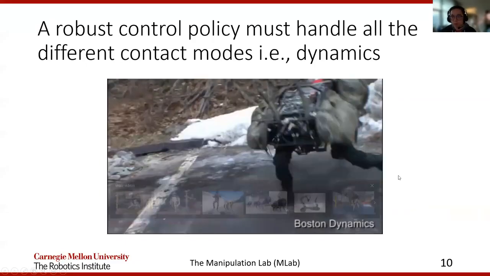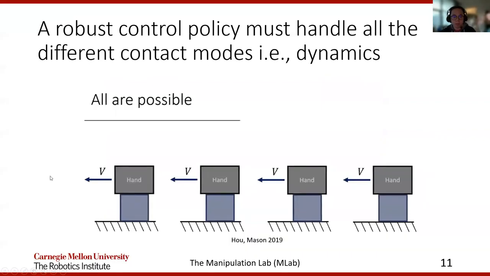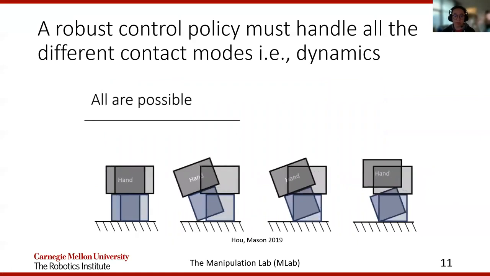In this video, we take a look at the various possible failure modes for a single action, which is intended to slide a block to the left. As you can see, there are many different contact modes that could be executed, but we only want one of them to be executed. And so your controller must be robust to these different types of failures, which are captured by this idea of different contact modes.